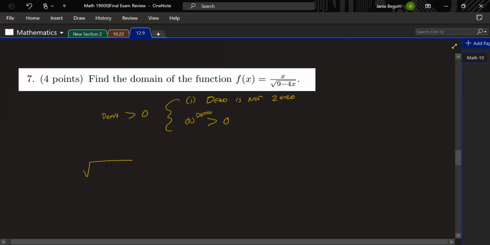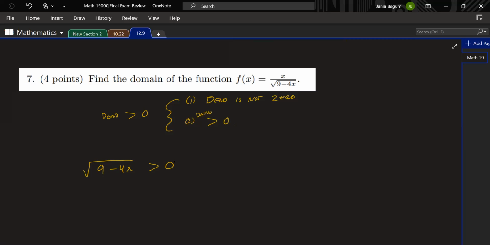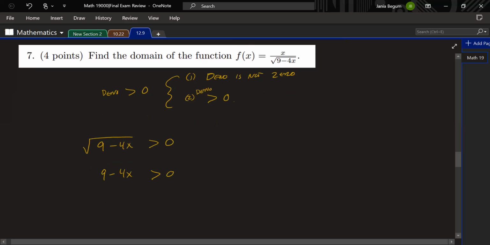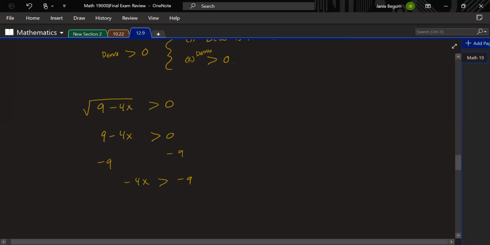So we take what's in the denominator, that's 9 minus 4x, and set it greater than 0. The reason I'm not setting it equal to 0 is because it's in the denominator and it cannot be equal to 0. And now we get rid of the square root by squaring both sides. So we have 9 minus 4x greater than 0. And then we start solving for x. So subtract 9 from both sides. So we have minus 4x is greater than negative 9. And then divide both sides by negative 4.